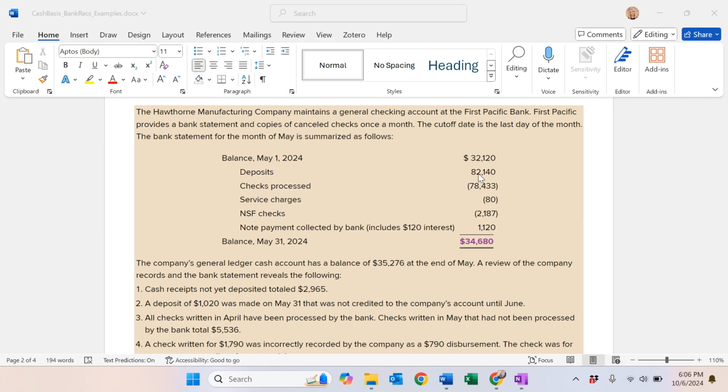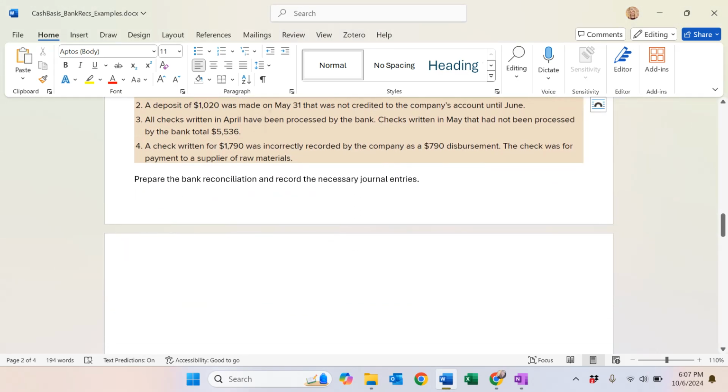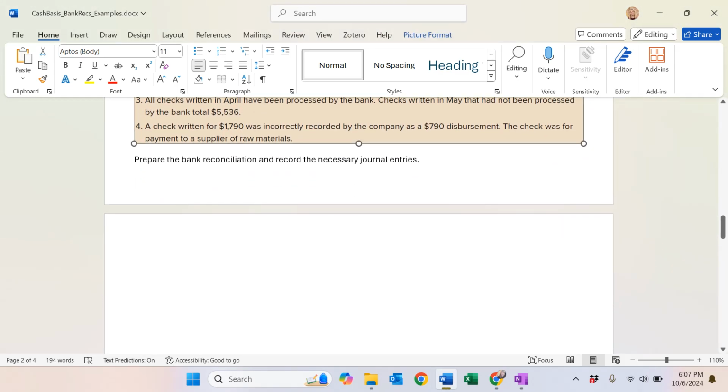The company, of course, knows about its deposits. Each time you make a deposit, you update your cash account on the books. Each time a check gets processed, you can see that and update your books. The general ledger cash account has a balance of $35,276. That's going to be part of our starting point. We're going to do our bank reconciliation. We're going to start with the bank balance, $34,680, on one side, and the cash account balance of $35,276 on the other side. So let's start setting this up.